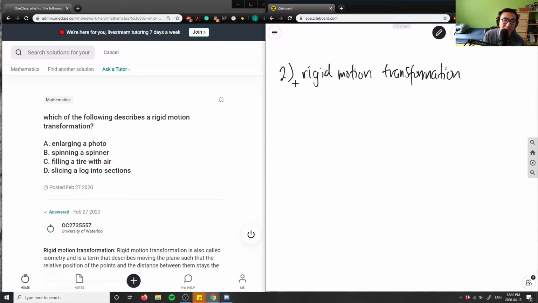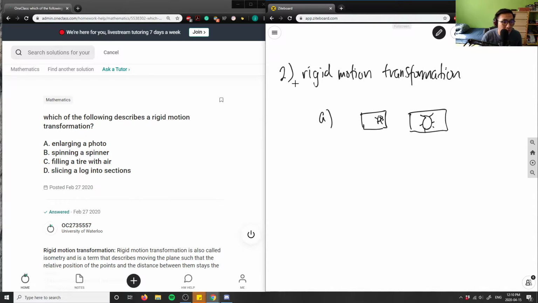So I have 4 options. I'm enlarging a photo, spinning a spinner, filling a tire with air, and slicing a log. So let me just visualize this for a sec. So enlarging a photo. If I have this photo here, I have some sort of sun or something like that. And if I enlarge this photo, I would get a really, really big sun, right? Sorry, this is not a good picture. A big sun instead of a smaller sun. So I'm enlarging the photo.